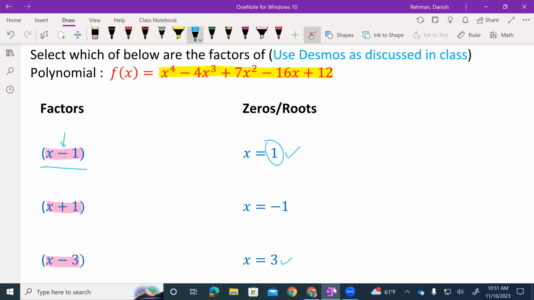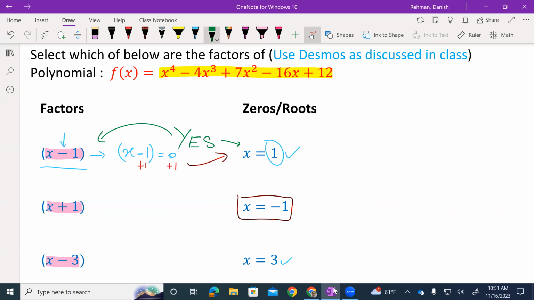Why is that so? If x minus 1 equals 0, that's how I define the factor, and I will try to convert the factor to the root. So what should I do from here? I will add a 1 on both sides. When I'm adding a 1 on both sides, that means x equals 1. Then is x minus 1 a root? Yes or no? Let me first mention over here that yes, x is a root, 1 is a root, and x minus 1 is a factor.